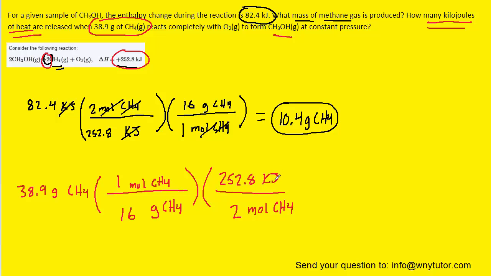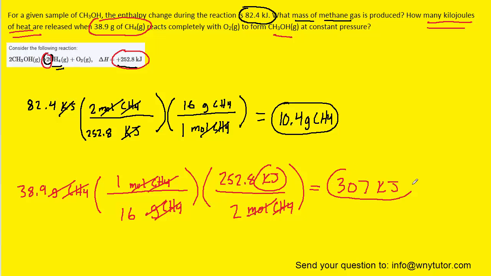So we can actually write a conversion between the moles of CH4 and the number of kilojoules of heat released based on the given reaction and the given delta H. Now, if we look carefully, the grams of CH4 will cancel and the moles of CH4 will cancel, leaving us with kilojoules, which is exactly what the second question was asking. We simply have to pick up our calculator and process this computation. And when we do so, we get approximately 307 kilojoules as the answer to the second part of the question.